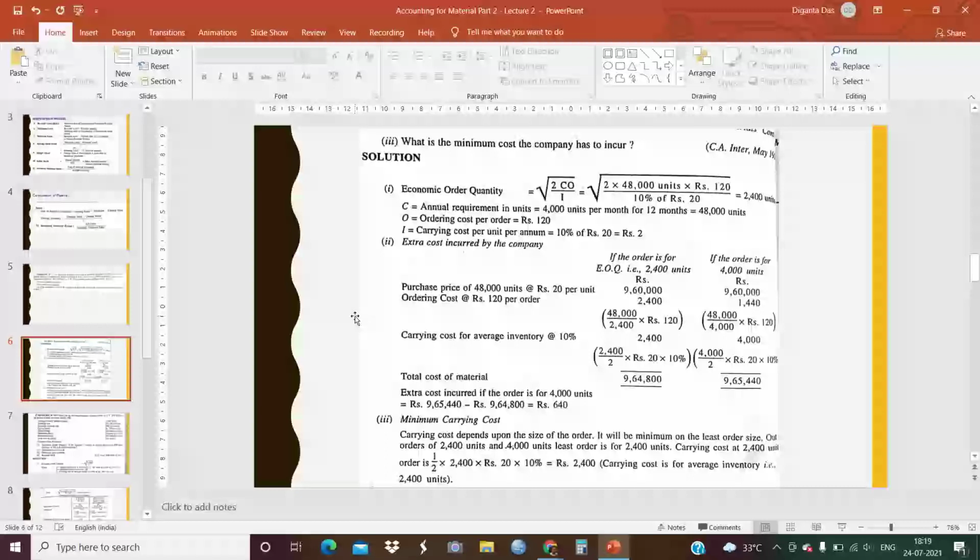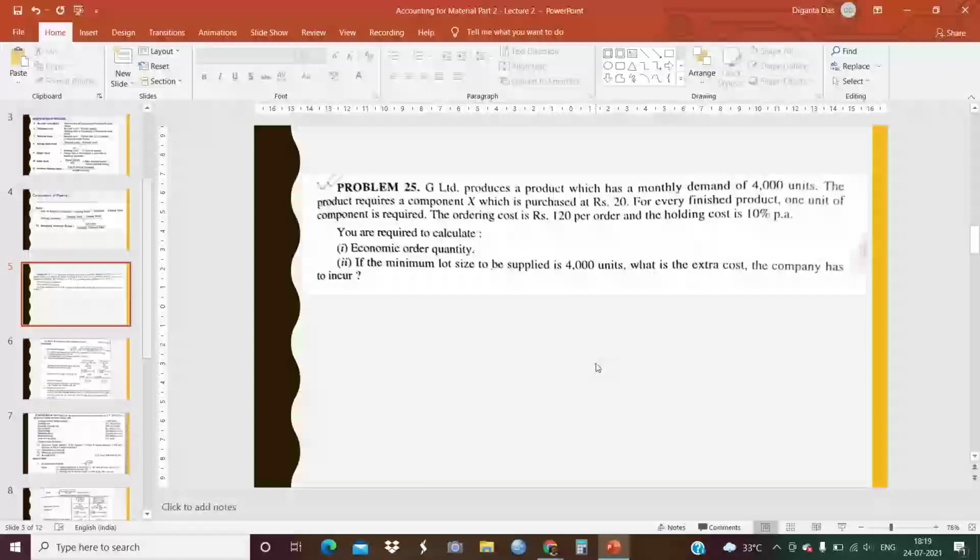So first of all, we should calculate the economic order quantity by applying the formula root over 2CO divided by I. Then we get the economic order quantity. Now first we should calculate the total cost of material at economic order quantity. Then again the total cost at 4,000 units, where the lot size would be 4,000 units. Now the difference will be the extra cost.